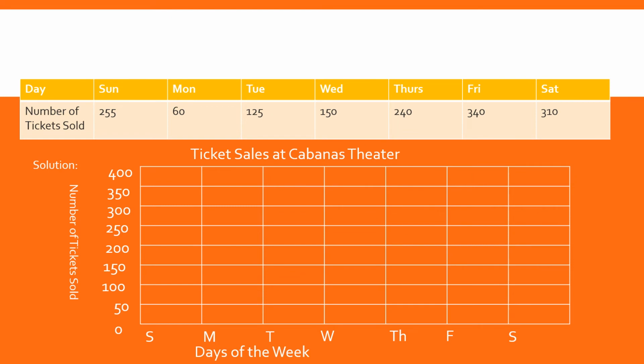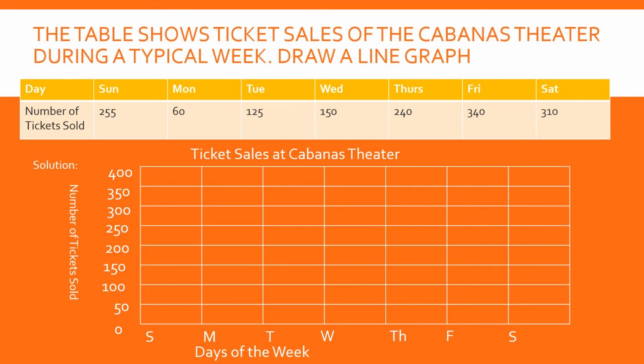Okay, so we have here the table shows ticket sales of the Cabanas Theater during a typical week. Then draw a line graph. Okay, so let us draw here a line graph. For Sunday, the number of tickets sold was 215.